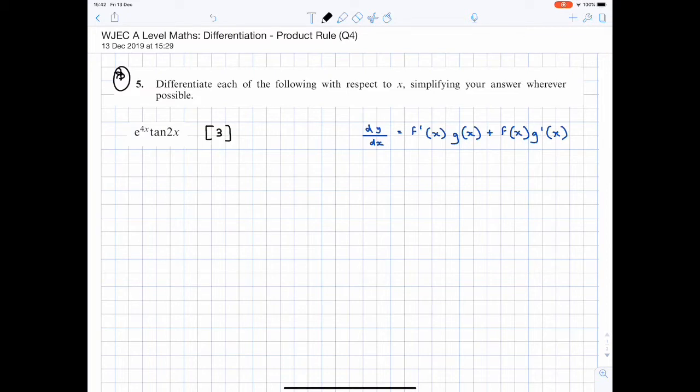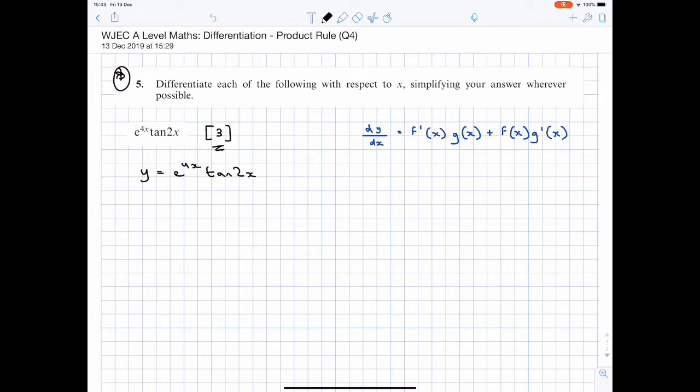And before I actually differentiate the expression, I'm just going to write it in terms of y. And all I'm going to do for that is just say y equals e to the 4x tan 2x. Right, now what we need to do is actually figure out how we're going to differentiate this expression.